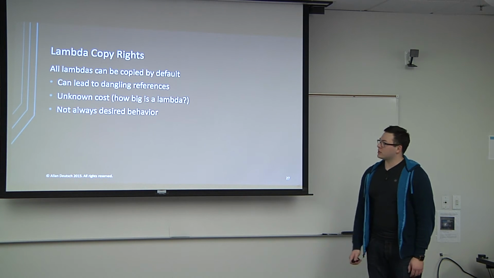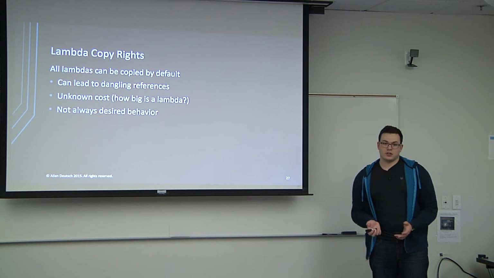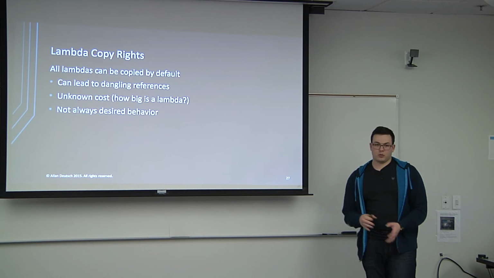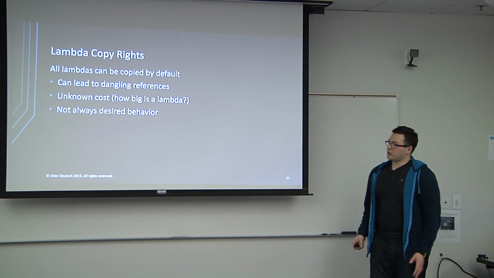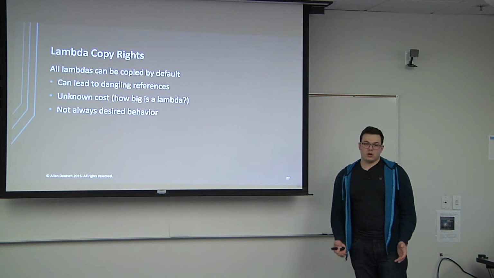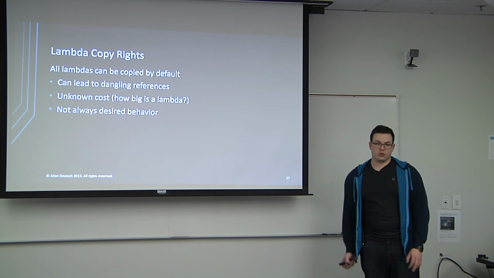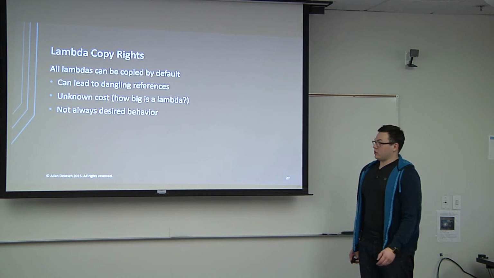So lambda copy semantics: they can be copied by default. This can, of course, lead to dangling references, which I kind of mentioned earlier, where if the lambda will exist longer than the scope it's created in, you have to watch out for that. But there's some unknown cost, because you don't really know how big your lambda is. Since it's some sort of type being generated by the compiler, you don't really know a lot about it. But you can, of course, use sizeof to figure that out if you really care.